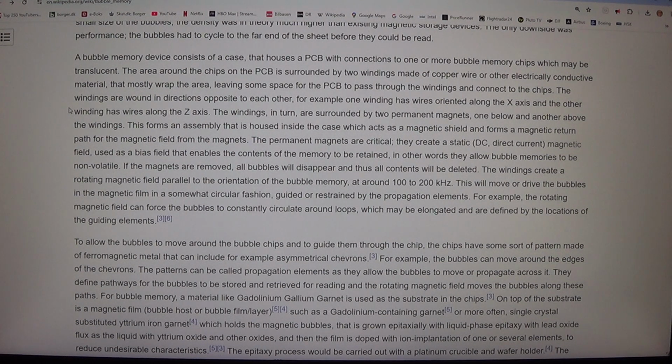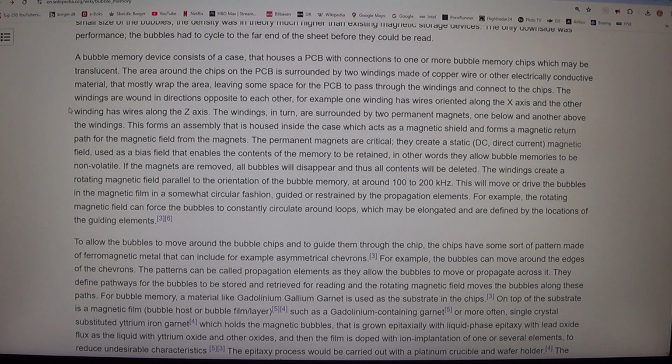The windings, in turn, are surrounded by two permanent magnets, one below and another above the windings. This forms an assembly that is housed inside the case, which acts as a magnetic shield and forms a magnetic return path for the magnetic field from the magnets. The permanent magnets are critical.